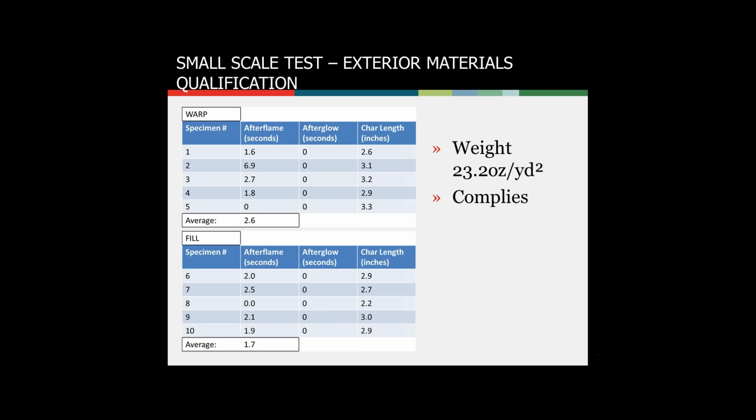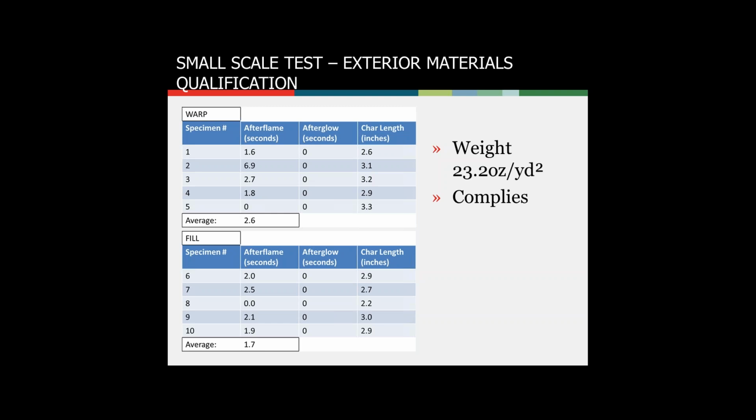This is a typical test report for the California Title 19. As you can see here, the afterflame was 2.6 in the warp and 1.7 in the fill. So these were well within the 4 seconds average. And each individual char length, both in the warp and fill, is well below the 6-inch maximum.